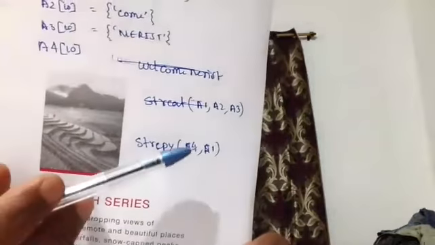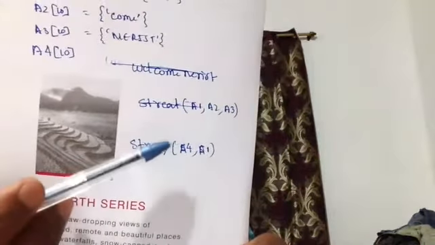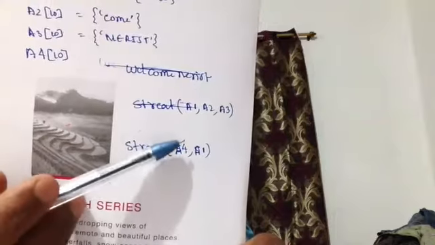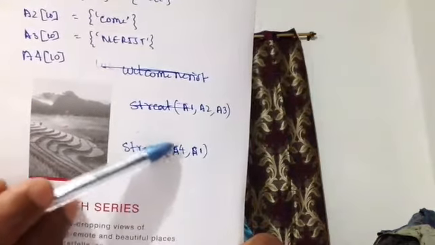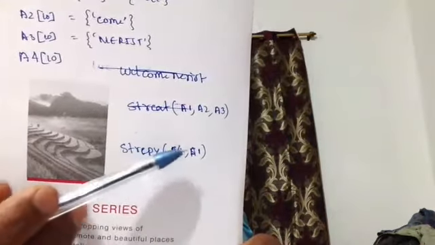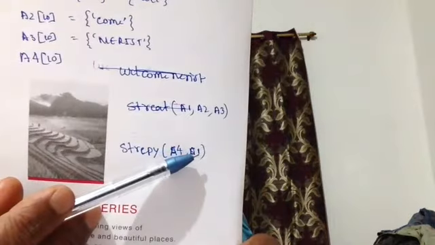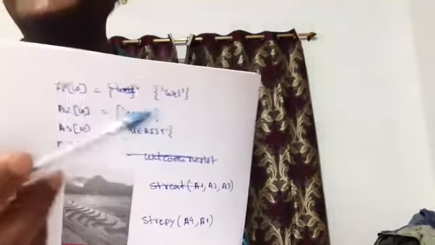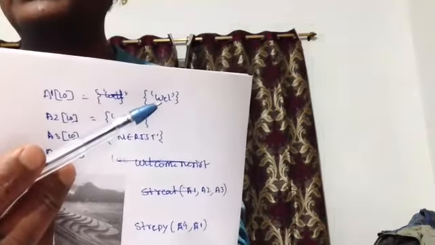So if I write strcpy A4 comma A1, strcpy(A4, A1). The first one is always the destination, where you want to copy, and the next one is your source. So A1 has what? A1 has "well".